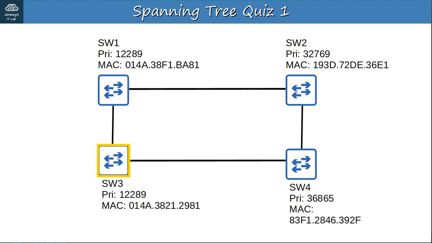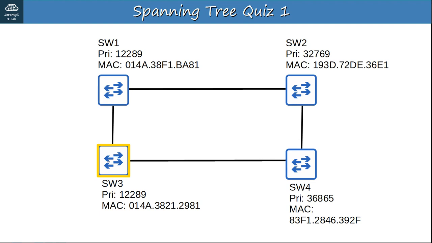Both switch 1 and switch 3 have the same priority, 12289, but switch 3's MAC address is lower. The first half, 014A38, is the same, but the next digit is F for switch 1, but 2 for switch 3. So switch 3's MAC address is lower.